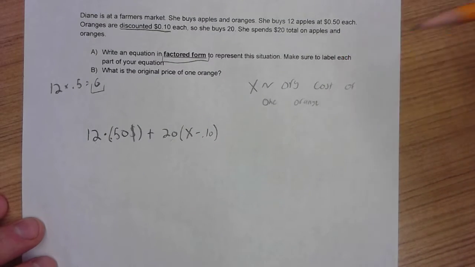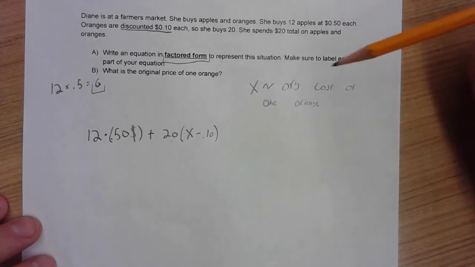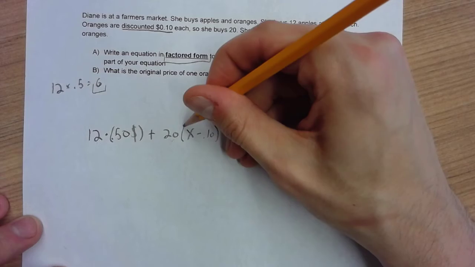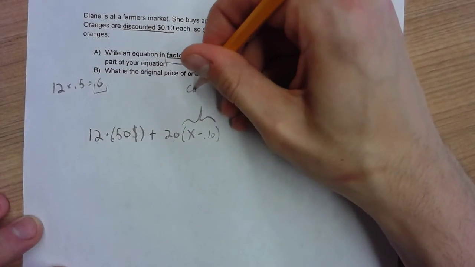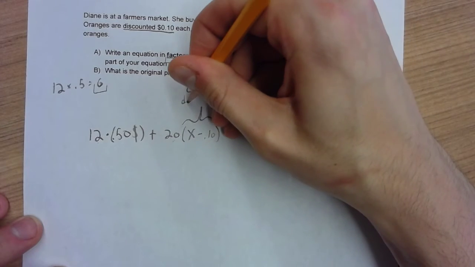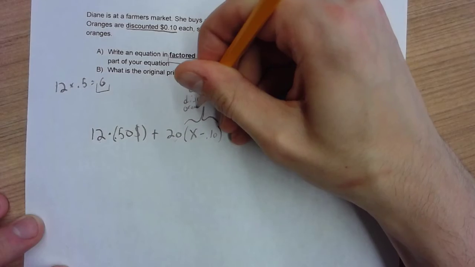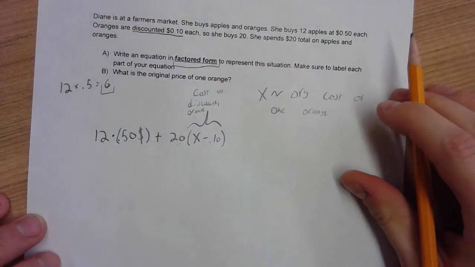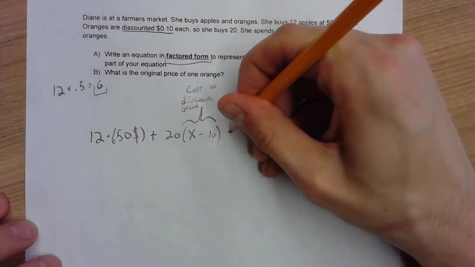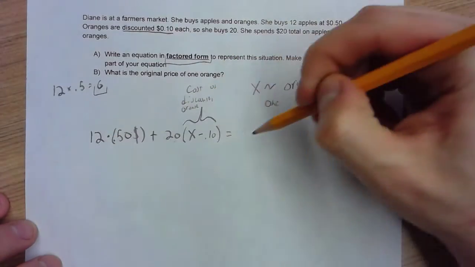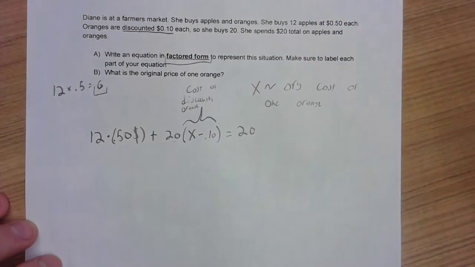Our x is defined as the original cost of one orange, but that is not what we are looking for here. This entire section here is not the cost of one orange, it is the cost of a discounted orange. So that is a very, very important distinction to make, and that is very important for how we solve our problem. Great, so now we're all set with this. This is our first side of the equation, adding up all the fruits. That is going to get us to $20.